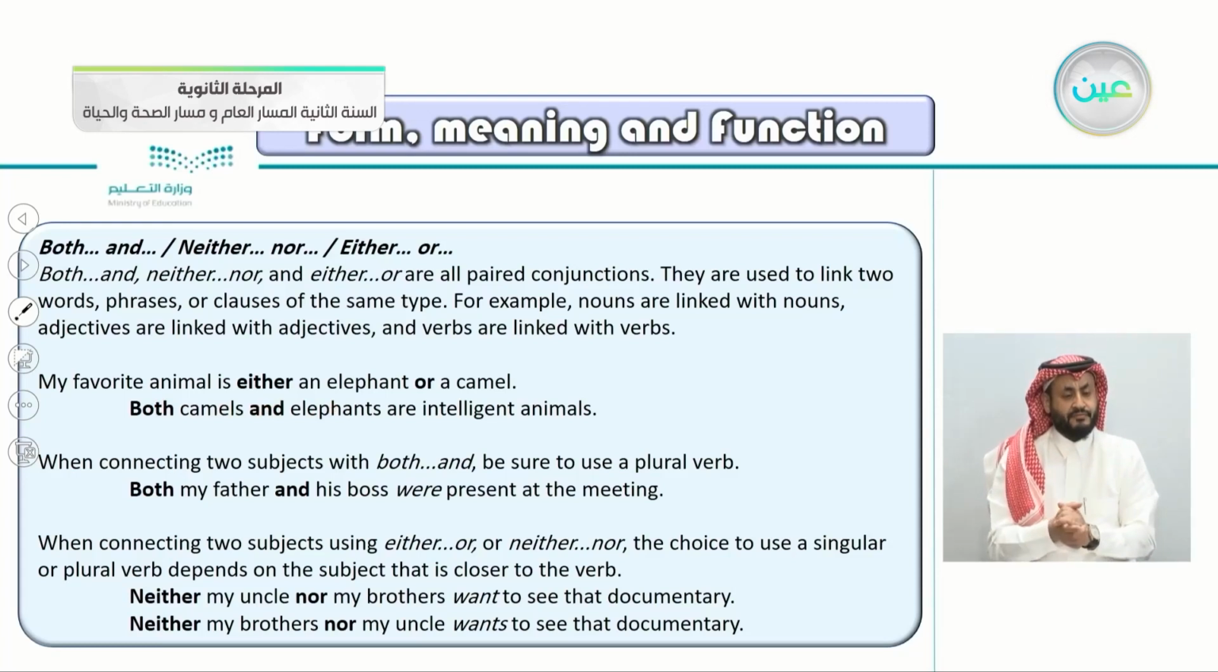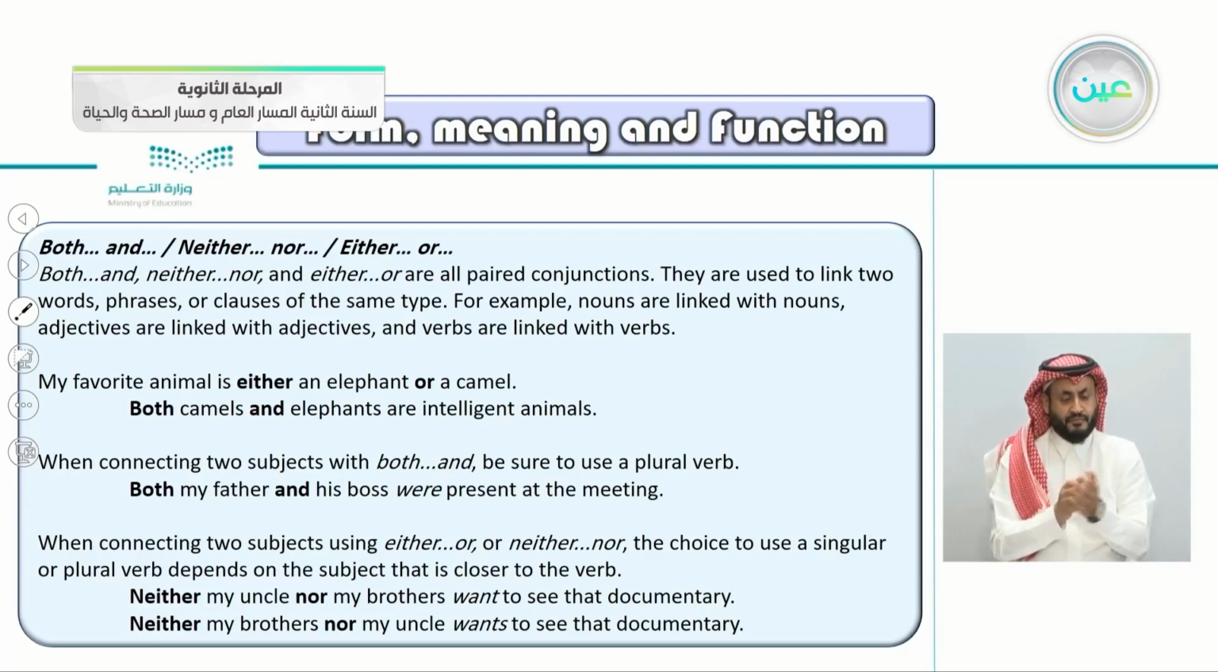When connecting 2 subjects with both and, be sure to use a plural verb. Pay attention. Let's see the example here. Both my father and his boss were present at the meeting. So make it plural here. Were, don't say is, say were.